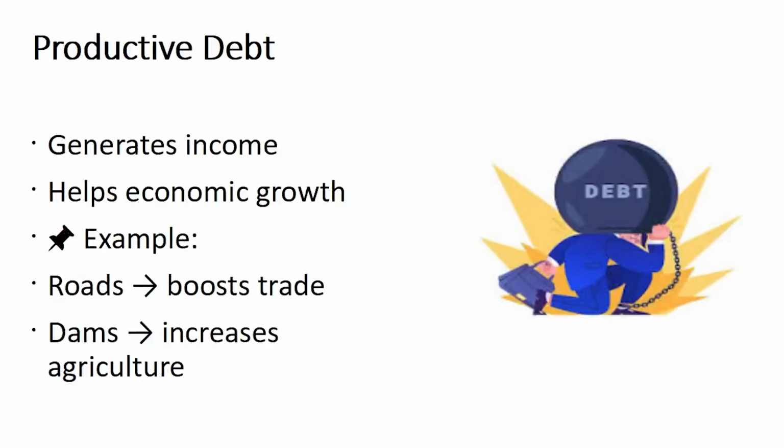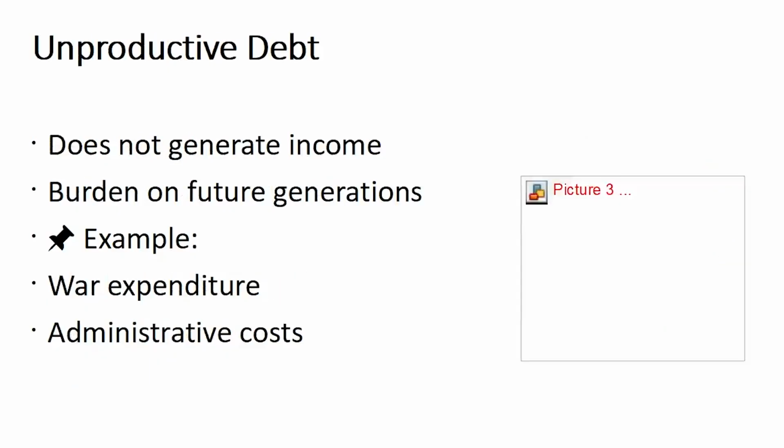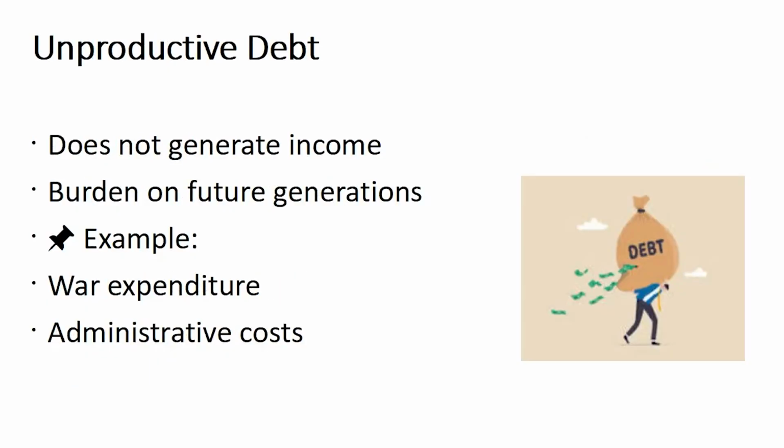Now that is very important. Productive debt creates income. Example, government builds a road, farmers can transport goods faster, businesses grow, income increases. So this debt is beneficial. Unproductive debt does not create income. Example, war expenses or unnecessary spending. No return comes back, so it becomes a burden on future generations.